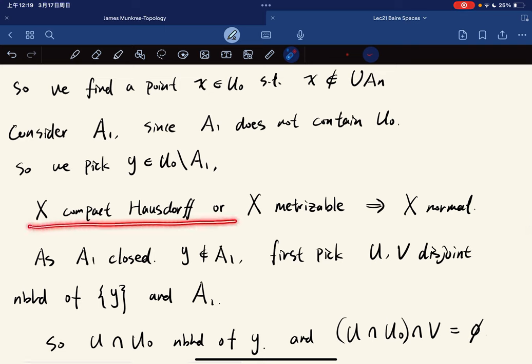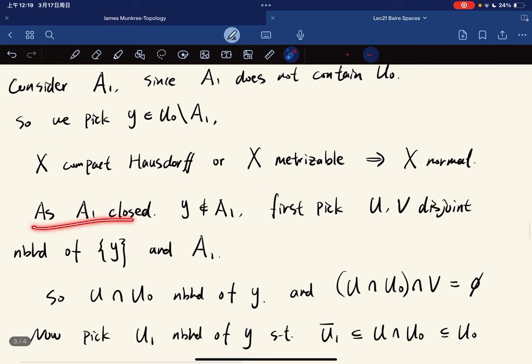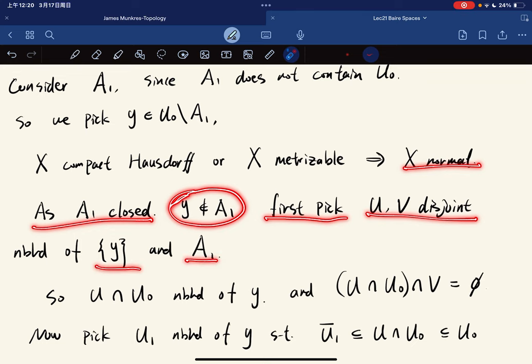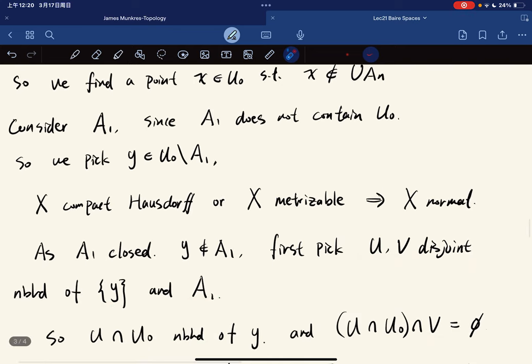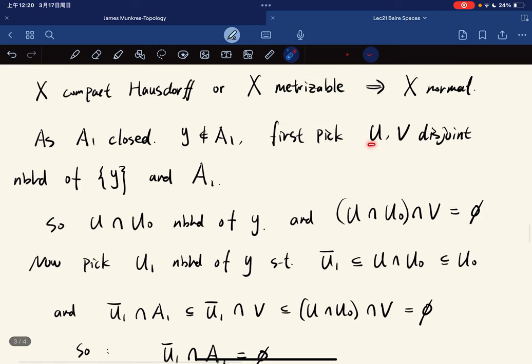Well, we know that X compact Hausdorff implies X is normal. Also, metrizable spaces are normal. So X is normal. As A1 is closed and Y is not in A1, remember our characterization of regular spaces; normal spaces are regular spaces. So first we pick U and V, disjoint neighborhoods of Y and A1. Now notice Y is in U0, so U intersect U0 is again a neighborhood of Y, because a finite intersection of open sets is open, and U intersect V should be empty.